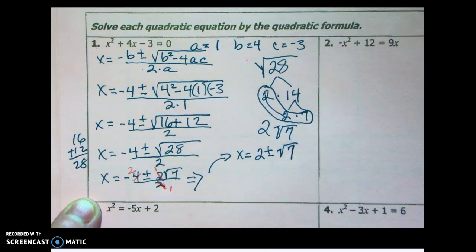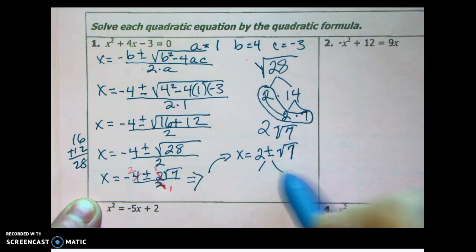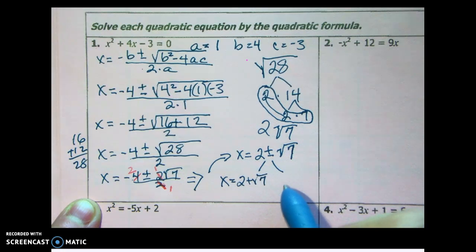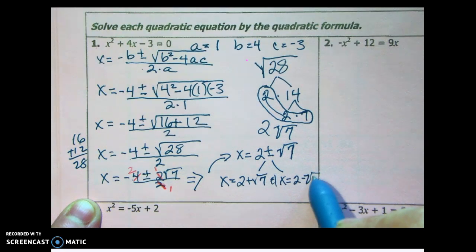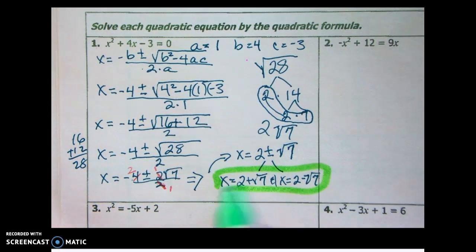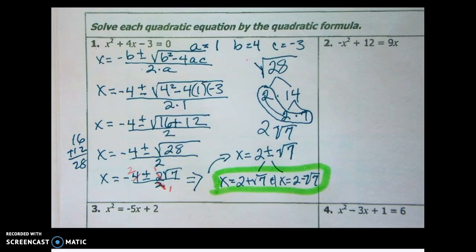So my answer, I'm going to split that up. x equals 2 plus the square root of 7, and x equals 2 minus the square root of 7. There's my answers. Still took the same 7 minutes, even with the hockey stick story. Okay. Any questions? Now you guys get to practice it.